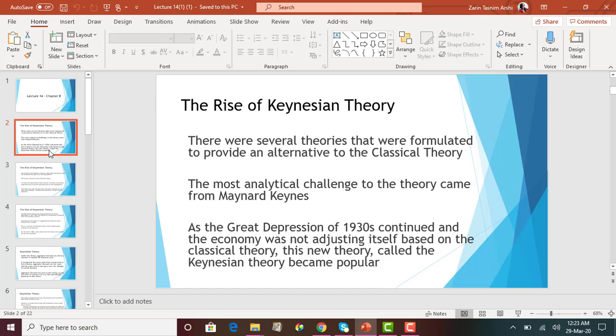Many theories started floating around in the economy, but the most important theory introduced during that period was by economist Maynard Keynes. If you can see, the theory is related to his name, right? It's Keynesian theory. So basically it's Keynes' theory, and he came up with this model to explain how we can take the economy out of recession.